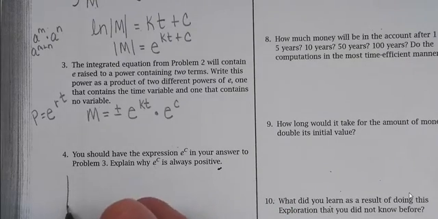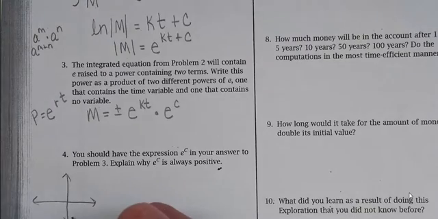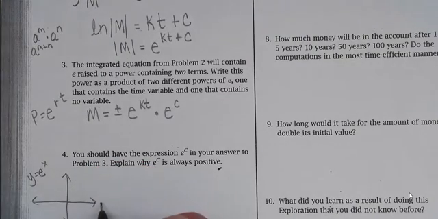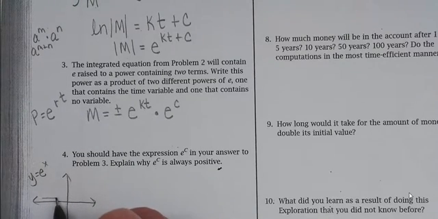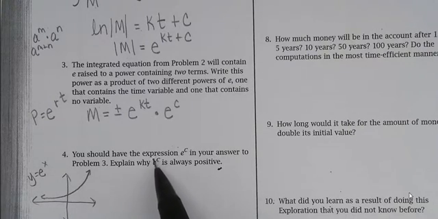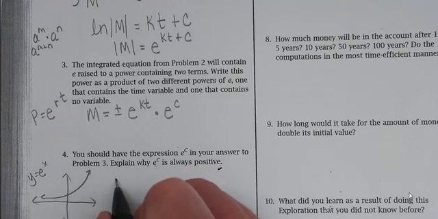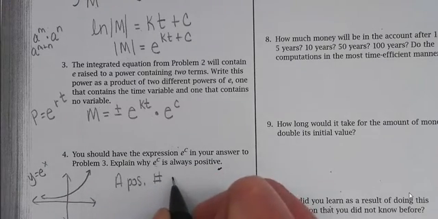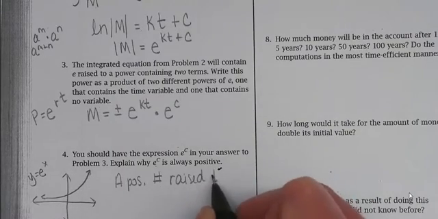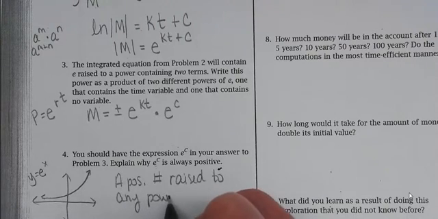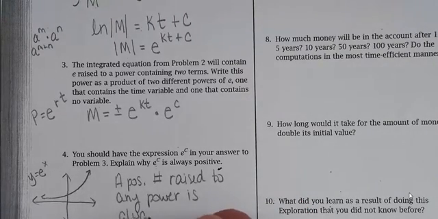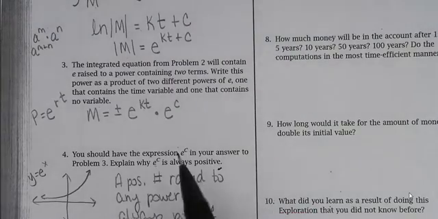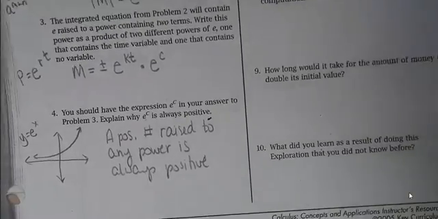So if you think about the graph of e to the x, it has this asymptote at the x-axis, right? So for any input, even if that input is negative, that's just going to give us a smaller number. It's just going to be the reciprocal of this. So you're always going to have a positive output. So if you take any positive number and raise it to any power, it is always going to be positive. Right? And e is a positive number, approximately 2.7.